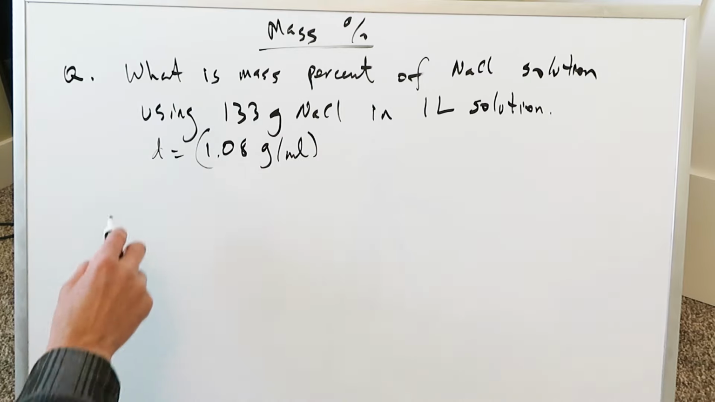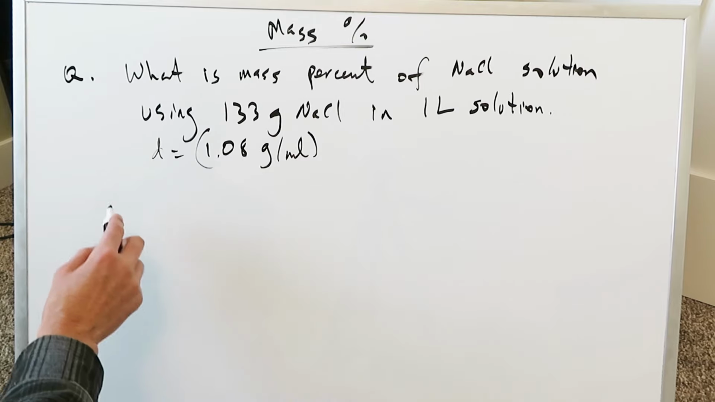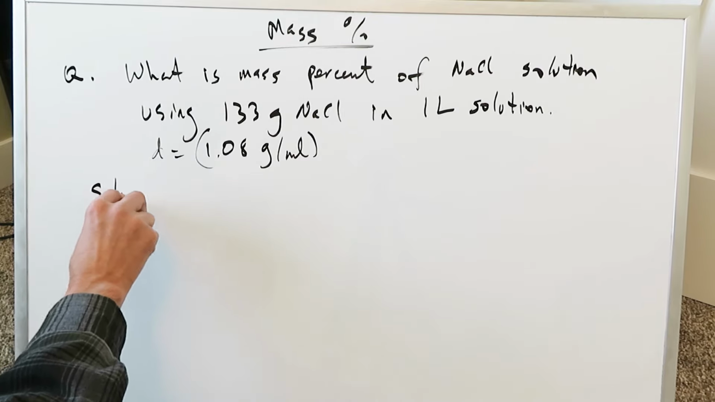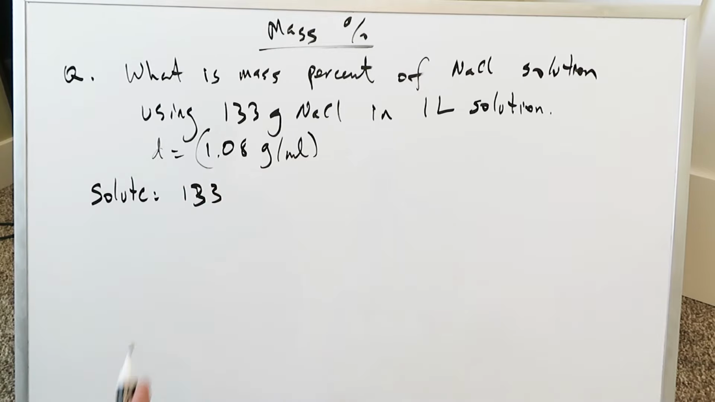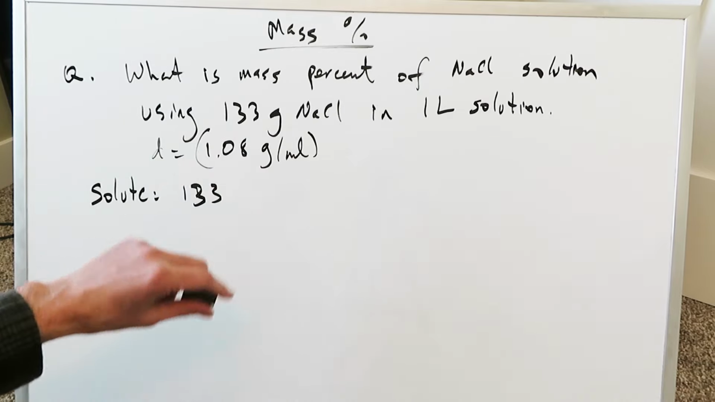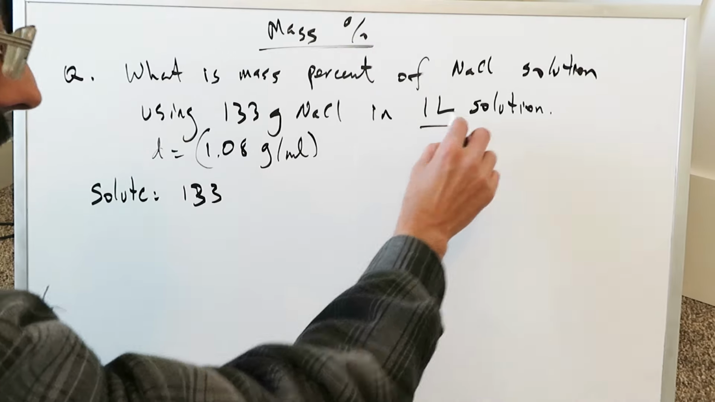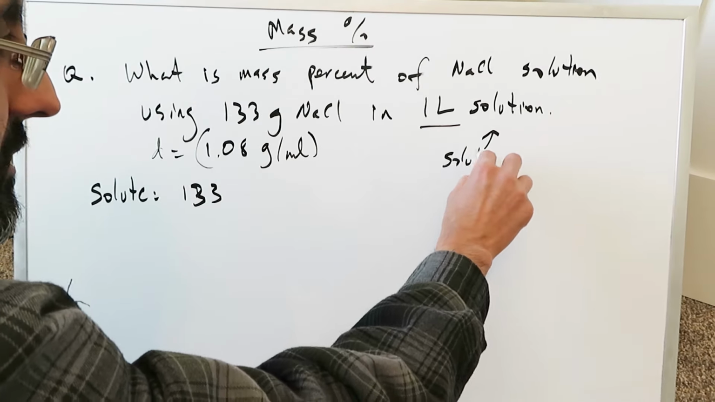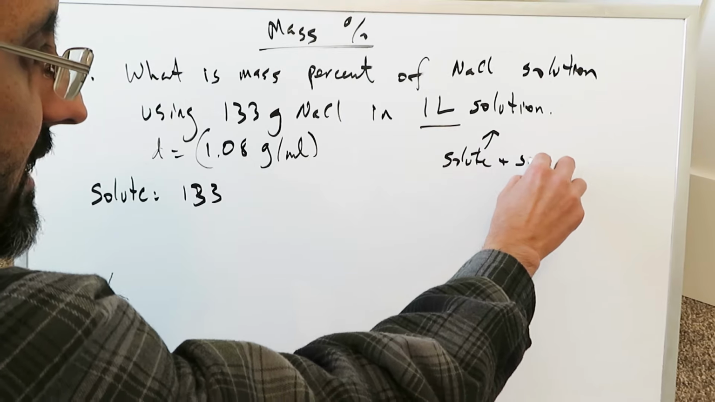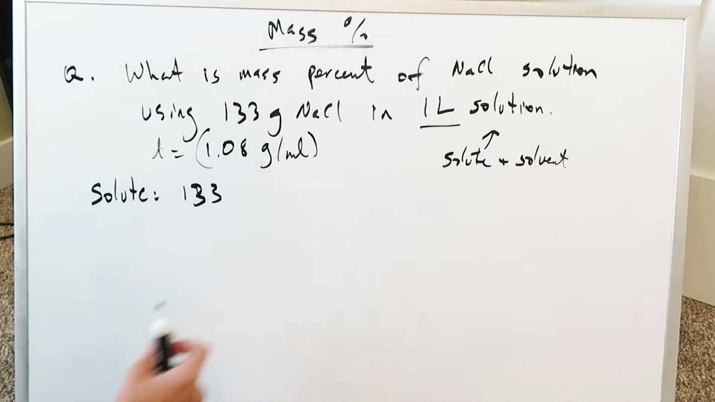Well, you need to know the mass of solute and the mass of the solvent. We know the solute mass here, it's provided, it's 133 grams. But how can you determine the mass of the solvent? You can from the volume of the solution. Remember, the solution is made up of a solute plus solvent. We know what the solute is. We can easily determine the solvent.